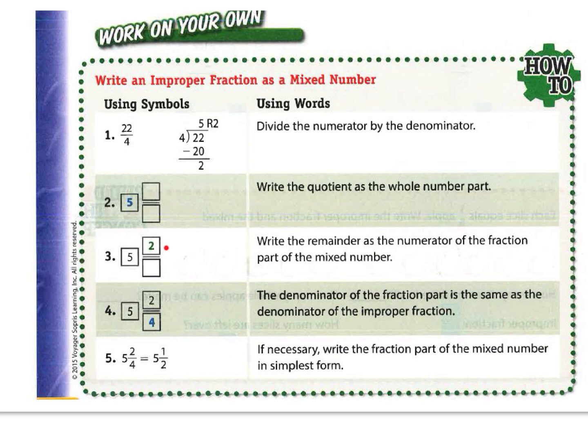So we've been doing that. The remainder becomes the numerator. Then the denominator of the fraction is the same as the denominator of the improper fraction. So it was fourths, so we just keep it as fourths. And then it says, if necessary, write the fraction part of the mixed number in simplest form. So 2/4 could be simplified to 1/2. So this would be your final answer.